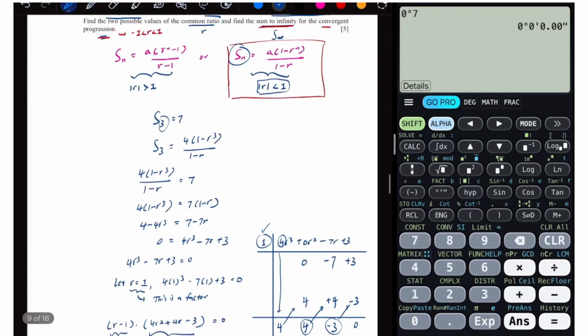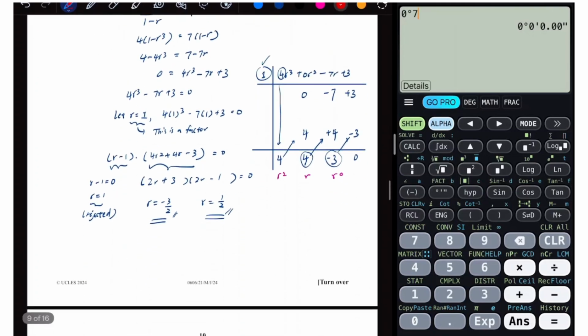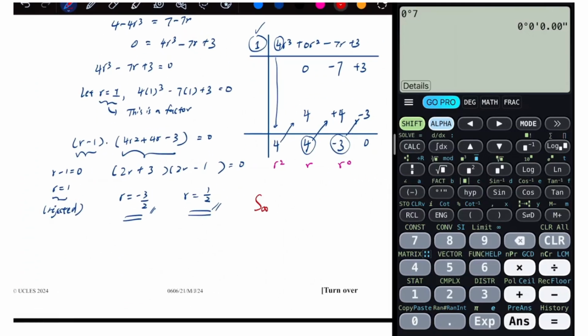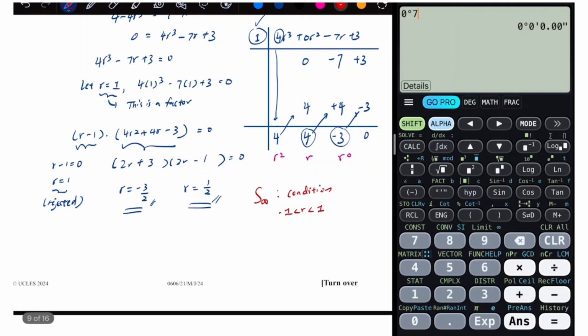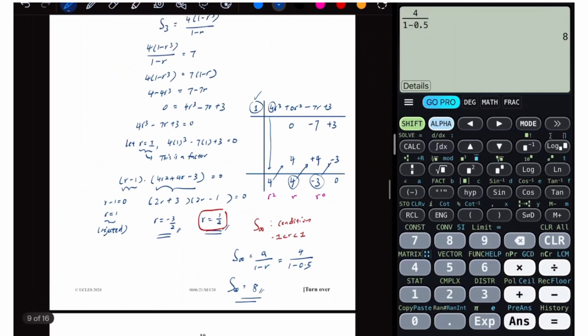But we're not done yet, since we need to look for sum to infinity of converging progressions. Remember that for sum to infinity, the value of r has to be between negative 1 and 1. So the only r that fulfills these conditions is r equal to 1 over 2. Use this: a divided by 1 minus r, where a is equal to 4, so 4 over 1 minus 0.5. So the sum to infinity is 8. This is our final answer.